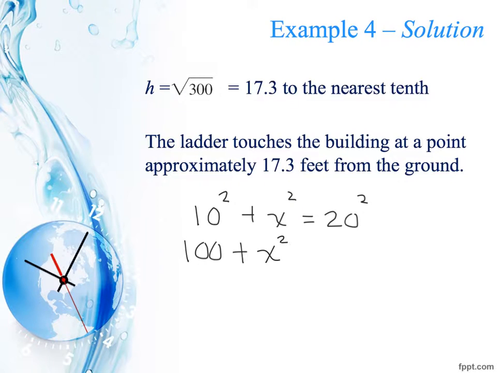And we want to find x squared. 20 squared is 400. So next we need to subtract 100 from each side of the equal sign. And we'll have x squared is equal to 300.